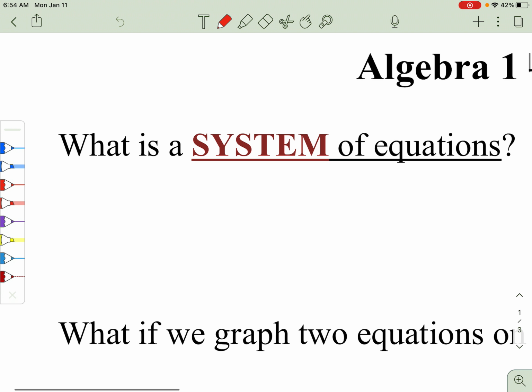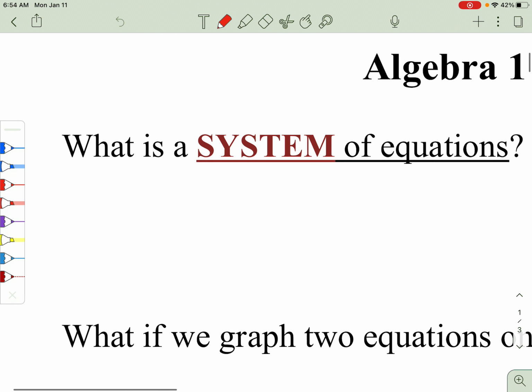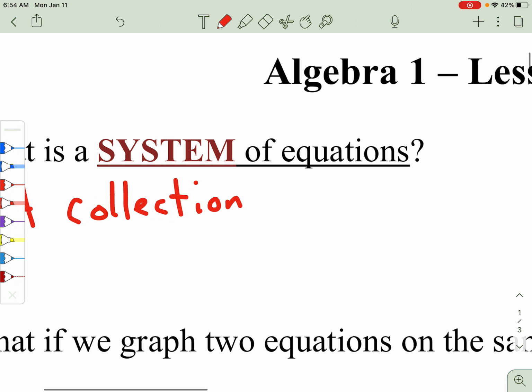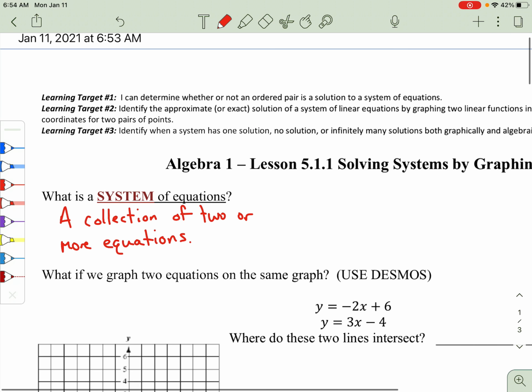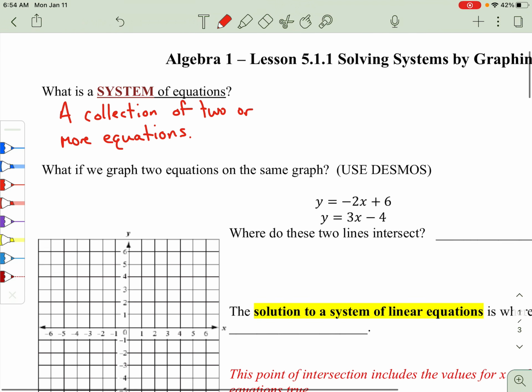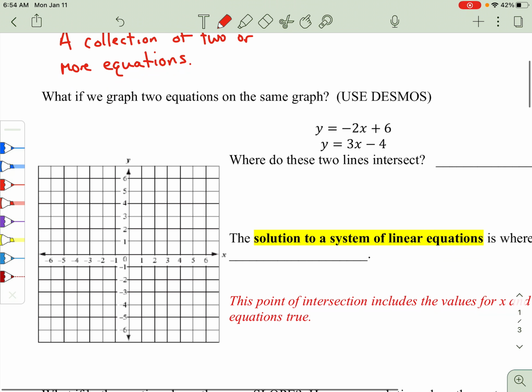So a system of equations is a collection of two or more equations. As you get into Algebra 2, you'll start using like 3 and 4 equations, but primarily we're just going to focus on 2. What if we graph 2 equations on the same graph?